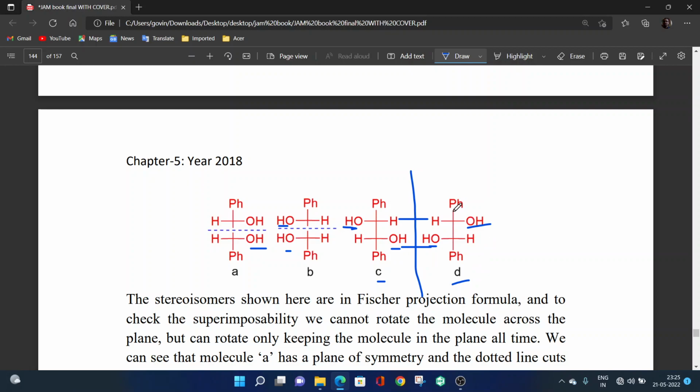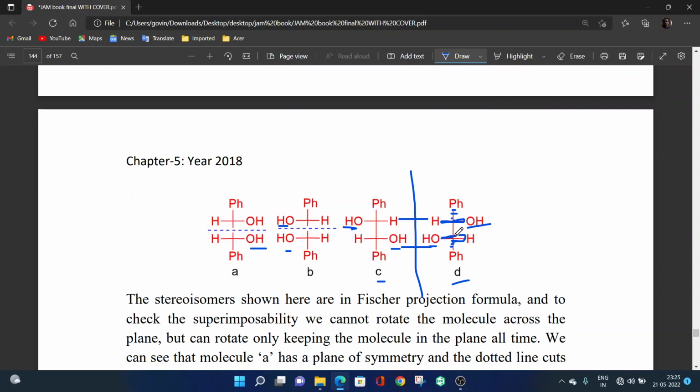Now this is what is called the Fischer projection formula. In the Fischer projection formula, the vertical substituents are away from the viewer. So this pH actually is behind the screen, and similarly this pH is also behind the screen, and the substituents which are in horizontal position are towards the viewer. Because you are the viewer, watching from the screen, this OH and H are coming towards you. Similarly, this H and this OH are coming towards you.